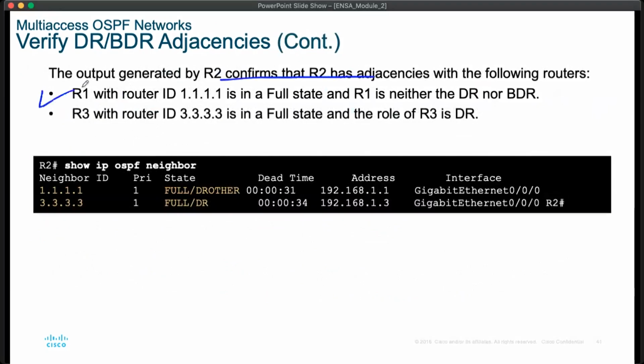R1 with router ID 111, you can see here, and router ID 333 is in a full state, and the role of R3 is DR, and also the one with ID 1.1.1.1 is in a full state, and R1 is neither DR nor BDR.